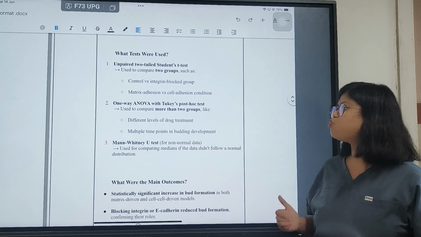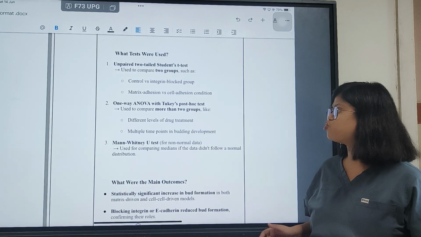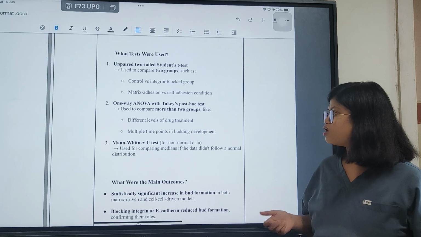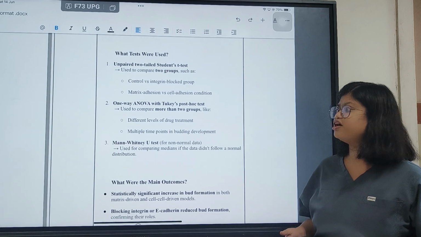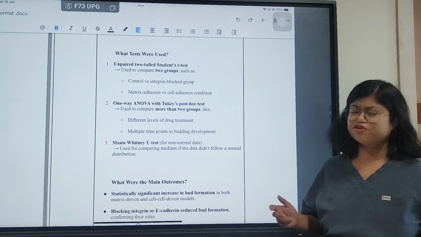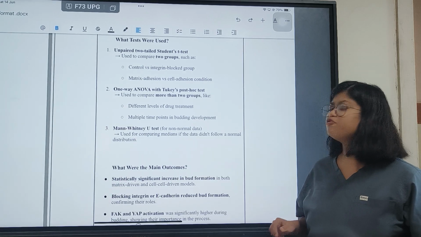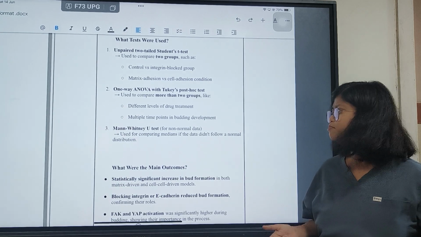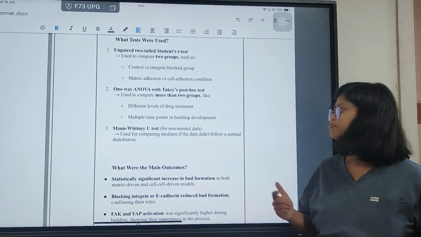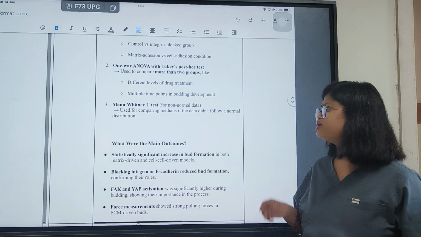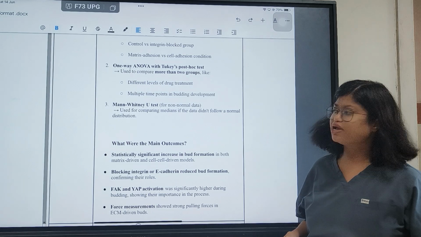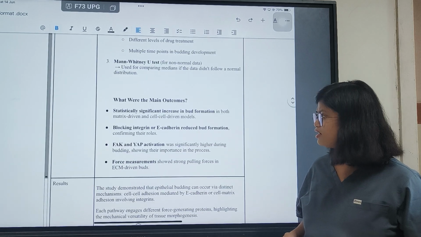They also did the one-way ANOVA with Tukey's post-hoc test to compare more than two groups for the different levels of the drug treatment, if any drug is incorporated, and for multiple time points analysis in budding development. The Mann-Whitney test was used for comparing the medians.